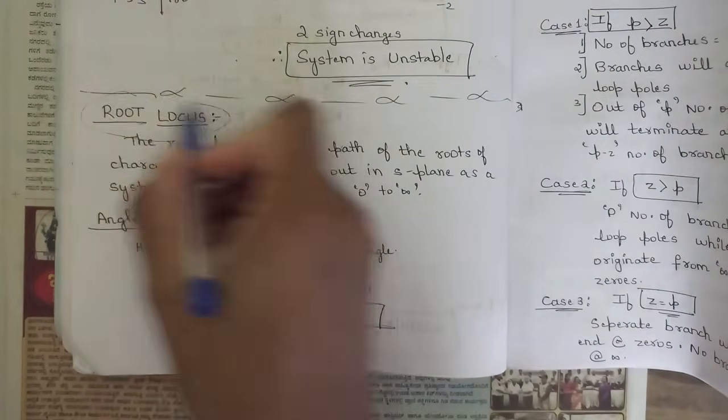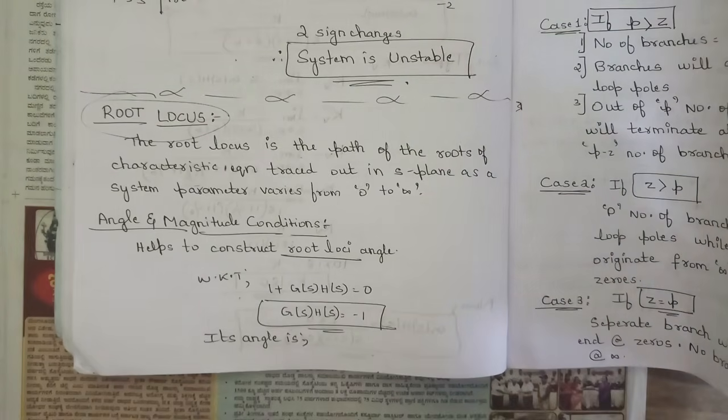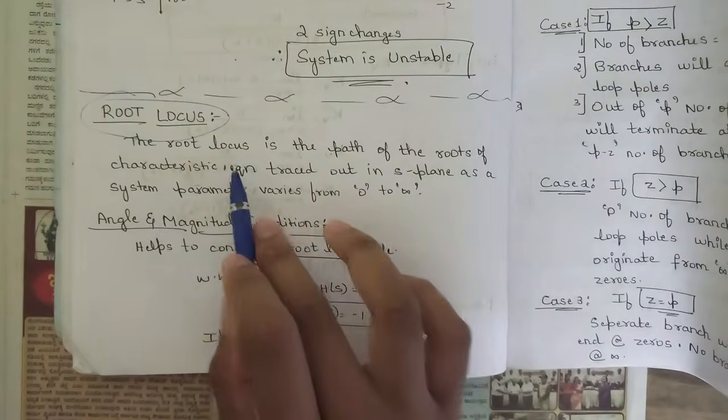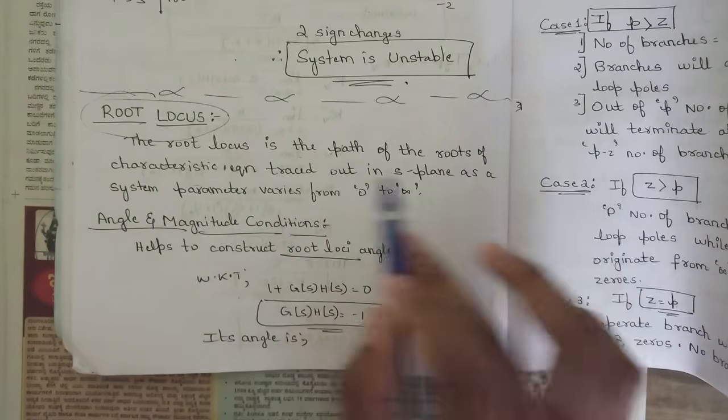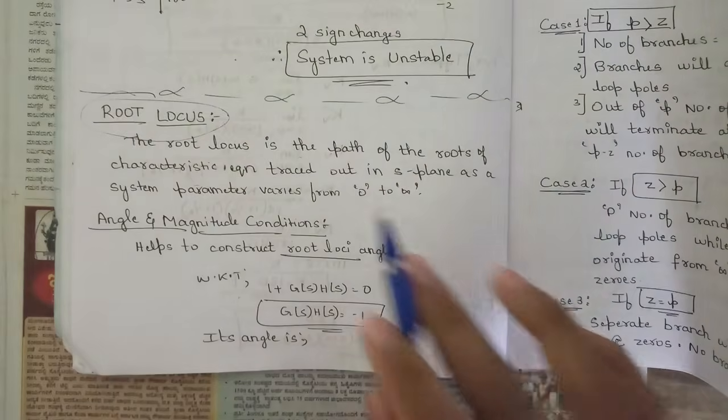Now, what is root locus, how are the graphs constructed, what are the mathematical steps, and what are the rules to construct the root locus? With all the necessary steps we will be discussing now. First let us see what root locus is. Again, I'm telling you all, please don't skip any part, please refer to the full video. The root locus is a path of the roots of a characteristic equation traced out in the S-plane as a system parameter varies from 0 to infinity.